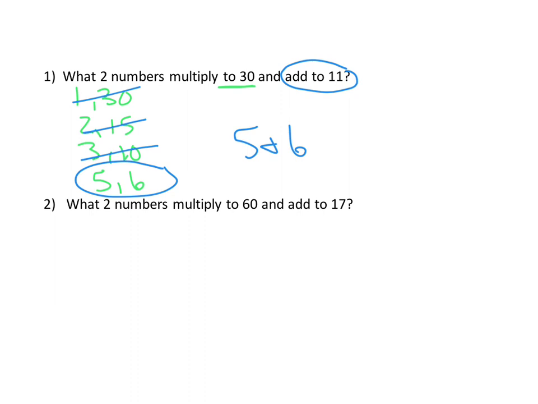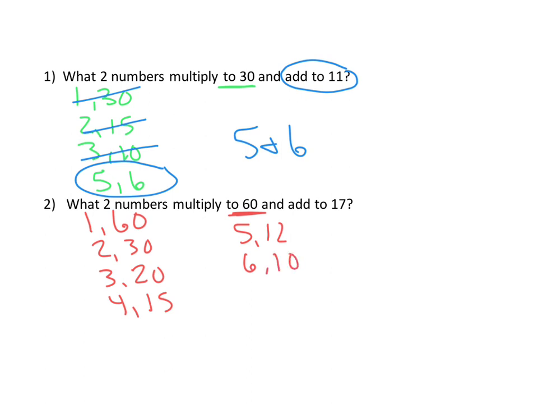So question 2 says that we want two numbers that multiply to 60 and add to 17. Okay, so multiply to 60. Let's look at that first. We have 1 and 60, 2 and 30, 3 and 20, 4 and 15, 5 and 12, 6 and 10, and I believe that is all of them.